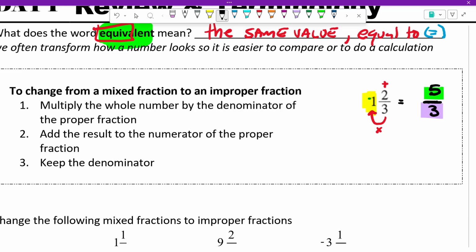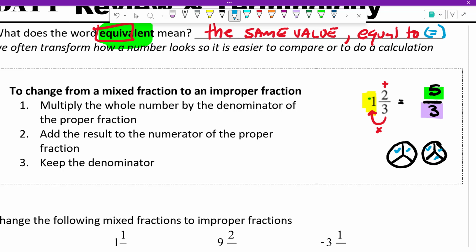So the bottom number tells us how big our slices are cut up to. So if you had a circle, right? The bottom number tells us, hey, this is cut up into thirds. That's how big our slices are. The top number tells us, hey, how many of those pieces do we have? So we have 5 of them. 1, 2, 3. That means we must have another full circle with another 2 more in there. Right? So 5 thirds.